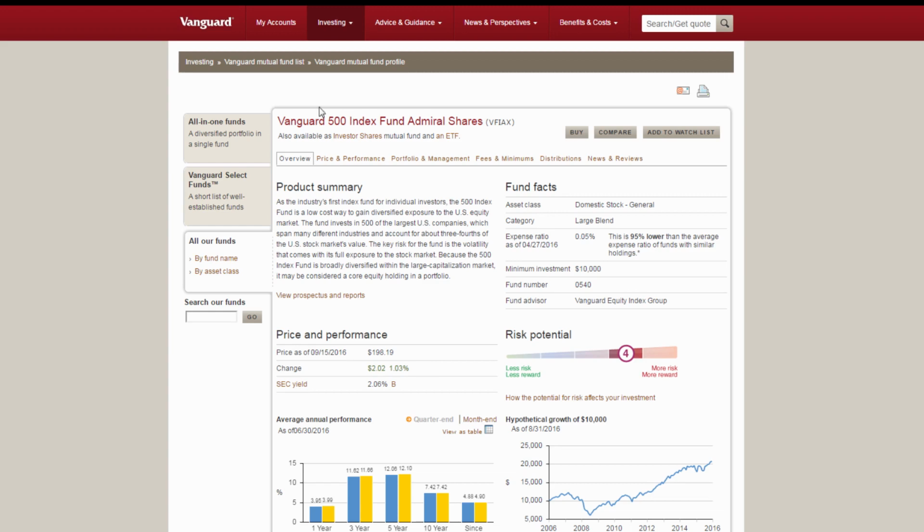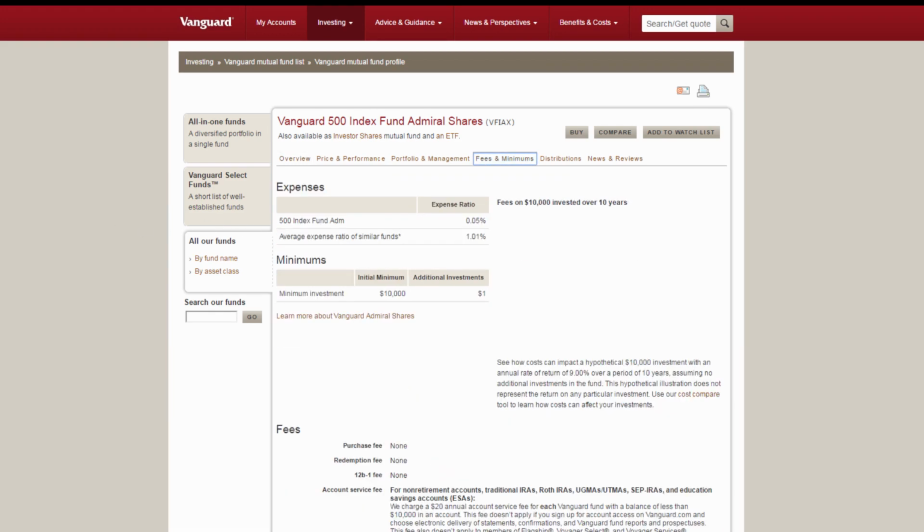So if I pull up the Vanguard 500 Index Fund, it's the top. Admiral shares is the top 500 U.S. stocks, large cap. It gives you a little overview and all that. And what we're looking for is fees, because this lesson's on fees and expenses. So we're going to click on fees and minimums here. On other funds, it'll say expenses or fees. Either way, that's what you're looking for, is expenses or fees.